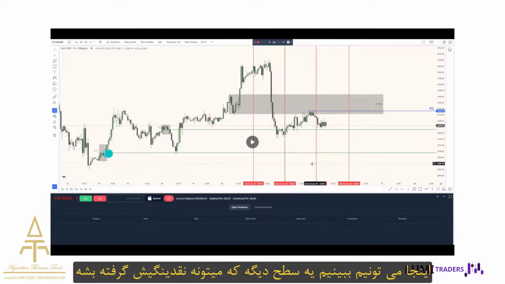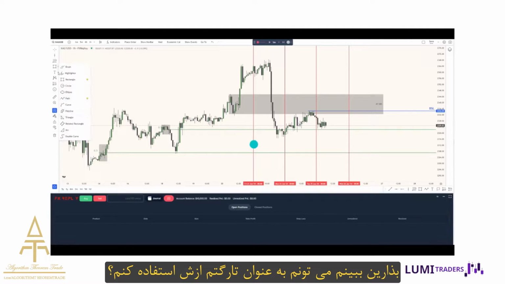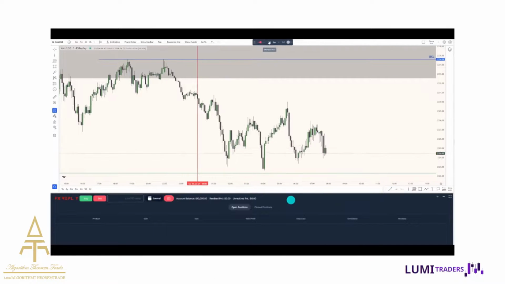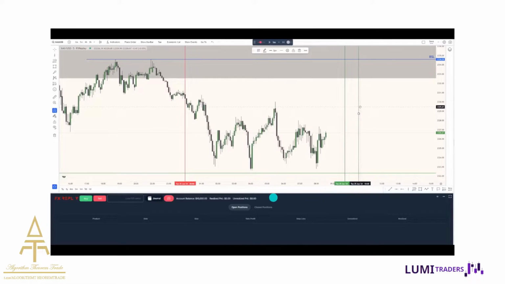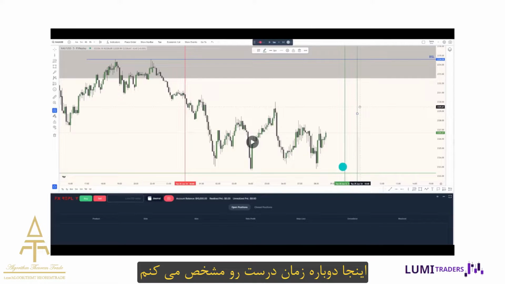Here I can see another level that can be taken as well. Let's see if I can use this as my target, if it's going to work. Okay, let's wait for the right time. Here I'm going to highlight the proper time once again.